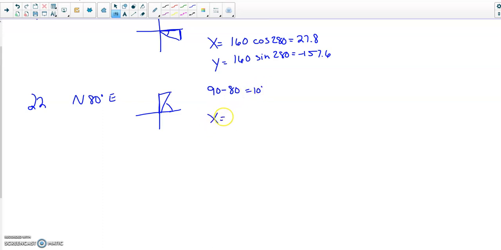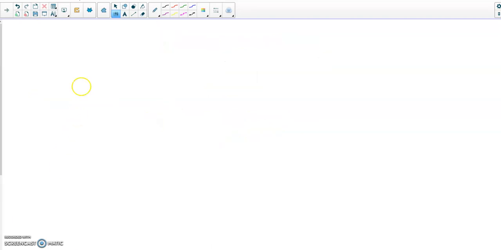So x equals 90 cosine of 10, and I got 88.6, and then y is 90 sine of 10, and we get 15.6. And because it's only one vector, we're done. I know what you're thinking. It can't be this easy, but really, it is. Okay. Number 23.